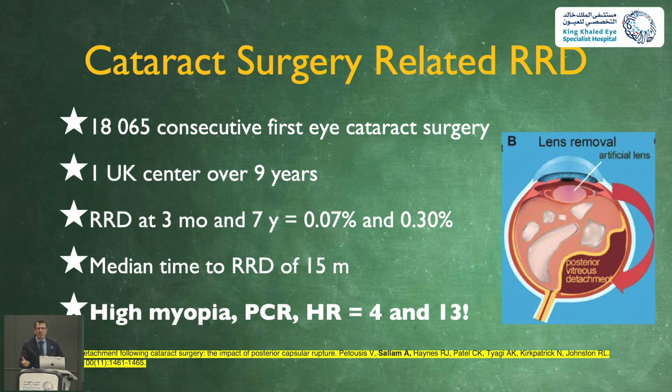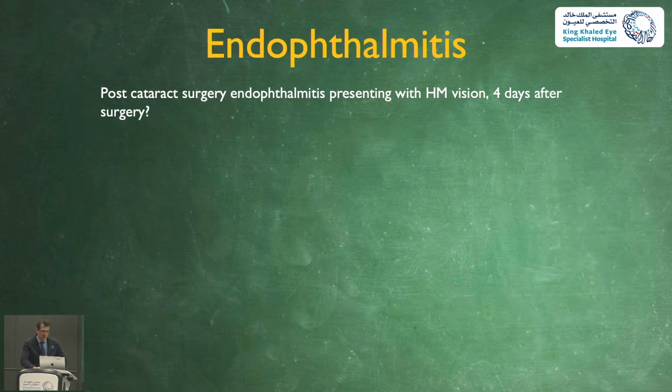I like numbers, and again for the residents who are here, the risk of retinal detachment in the general population is like congenital glaucoma, 1 in 10,000. But then when you have cataract surgery, at least it becomes 1 in 1,000. And if you have a PC rupture, it becomes probably like 1 in 100 or 4 in 100, just to remember the numbers. Okay, and last I just want to finish with endophthalmitis.